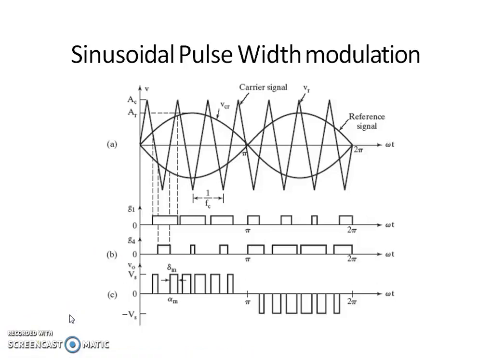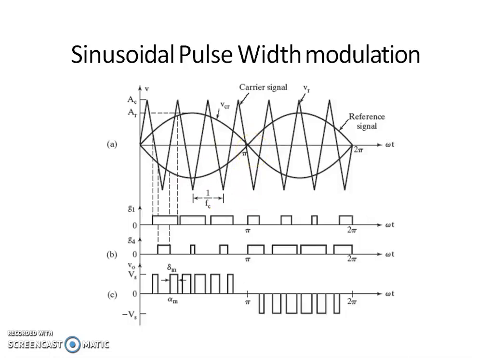That is, instead of maintaining the width of all pulses the same as in the case of multiple pulse width modulation, the width of each pulse is varied in proportion to the amplitude of a sine wave evaluated at the center of the same pulse. The distortion factor and lower order harmonics can be reduced by this method.